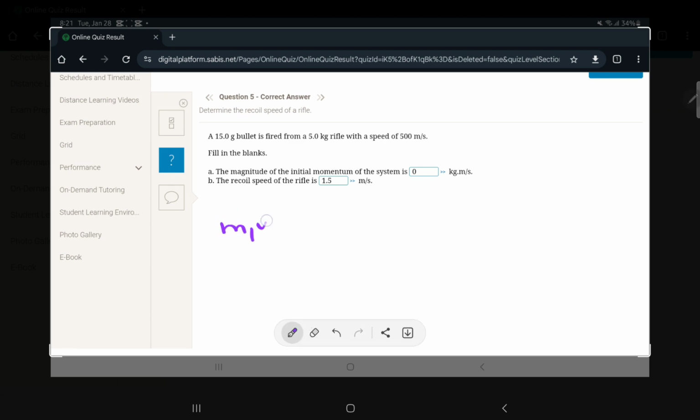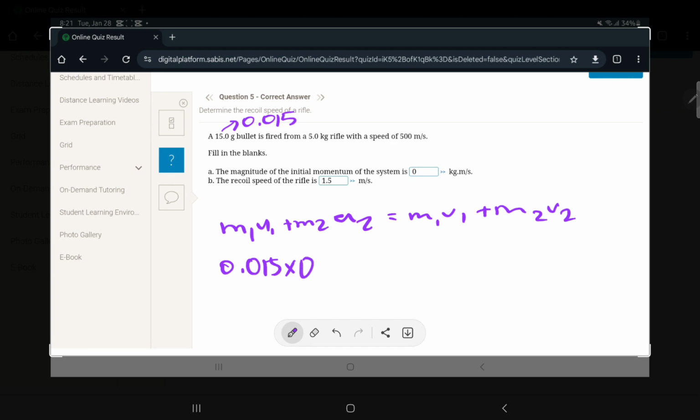So we have m1u1 plus m2u2 is equal to m1v1 plus m2v2. What's m1? We have to convert it to kilograms, so 0.015. Divide by 1,000 or multiply by 10 to the power of negative 3. This is already in kilograms, okay? So 0.015 times what's the initial velocity of the bullet? It's 0, because it's stationary. Plus the second object, which is the rifle, which is 5 times, also 0, it's stationary.